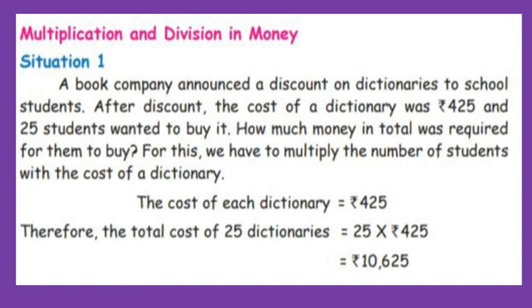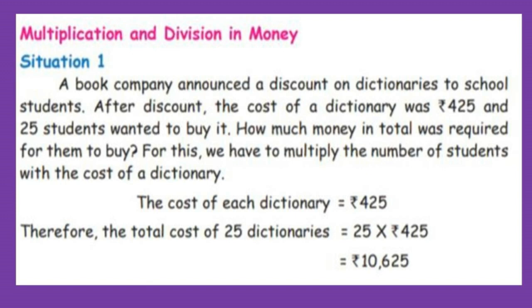Let us see what question they are asking. How much money in total was required to buy that? 25 students want to buy a dictionary. So the total amount of the dictionary is, one dictionary is equal to 425 rupees. So let us see what is the solution.